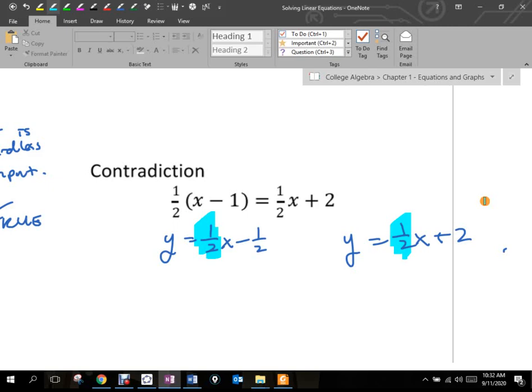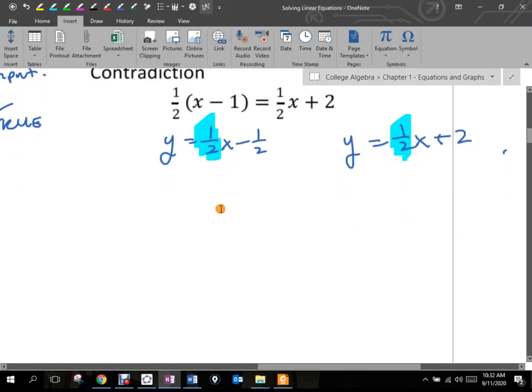So that's a contradiction. How many solutions? Zero, none, right? They do not cross, so there is no position where their y values are identical because of their x values being the same. So those are the three types of equations that we're going to come across.